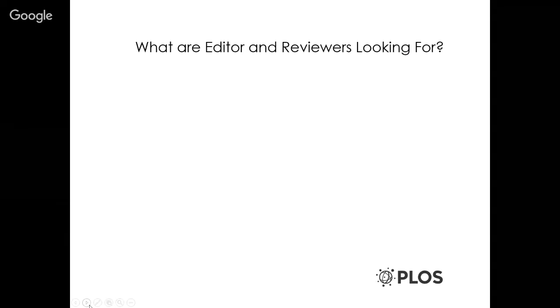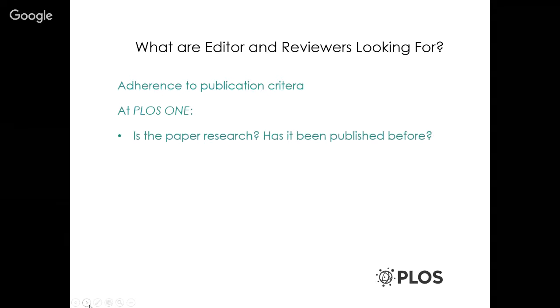So what do we as editors and reviewers look for in a scientific paper? The main point is that the paper adheres to the publication criteria of each specific journal. In the case of PLOS ONE, what we look at is whether the paper reports primary scientific research. We do not accept literature reviews, essays, or commentaries. And another thing is whether it has been published before. It needs to be original research.